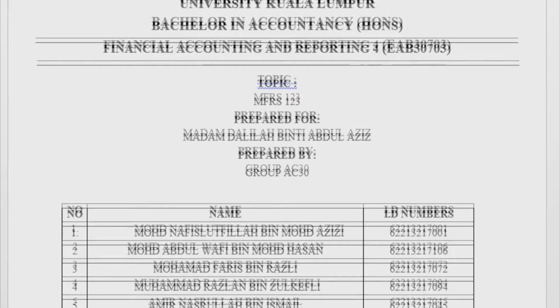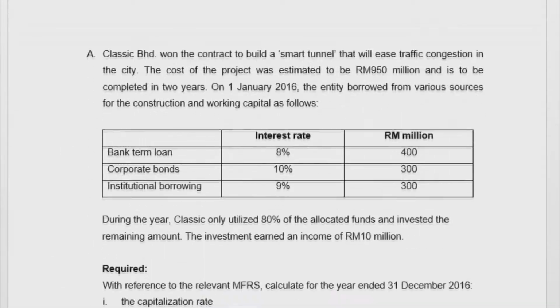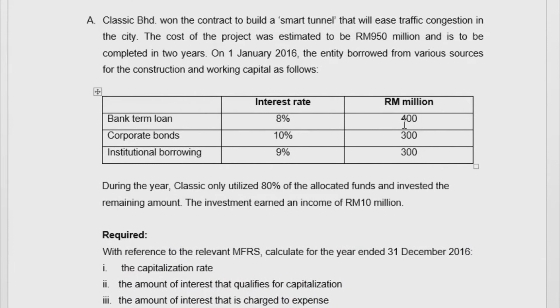Okay, for the group assignment. This is the question that has been provided to us and we have already solved it.